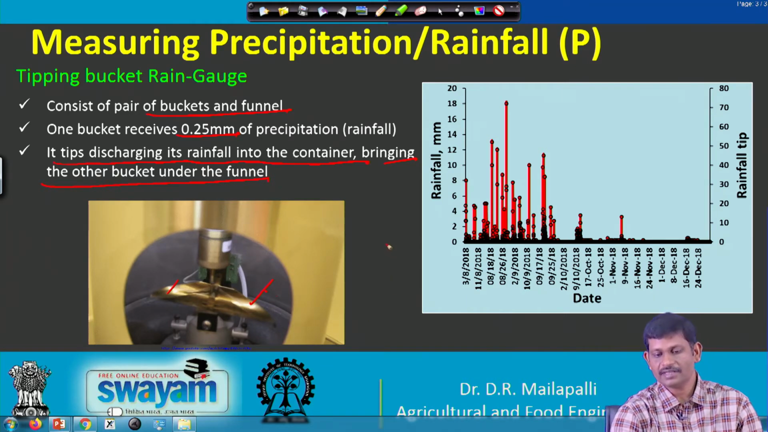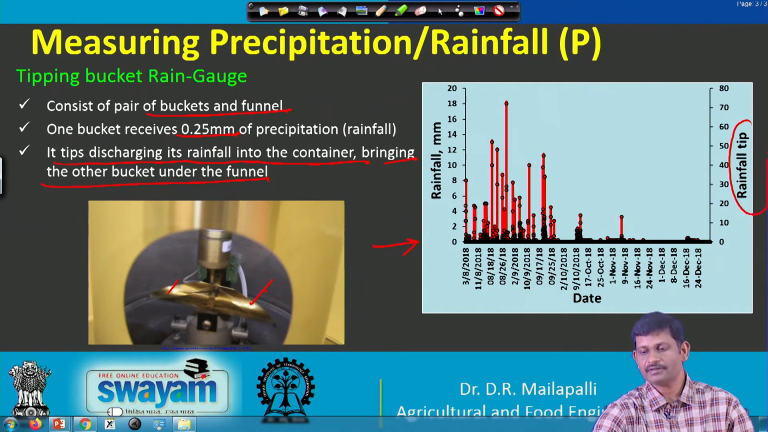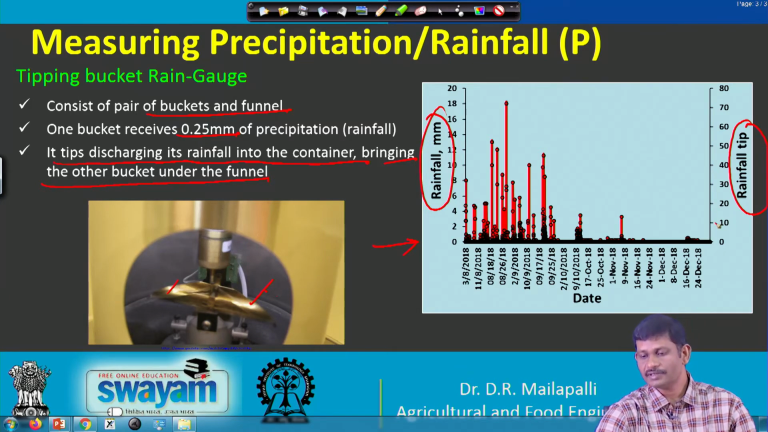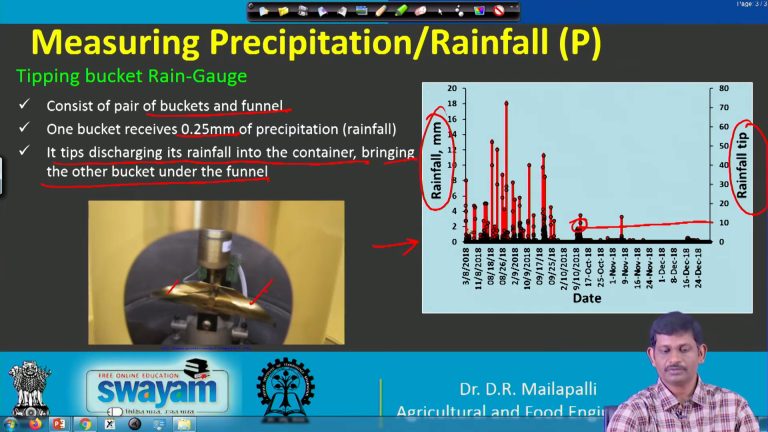So, here there is a sample rainfall calculation. So, these are the tips on this side and the rainfall on the other side, since it is calibrated. So, for example, suppose for this reading, since it is 0.25, that multiplied by 10, so that will be 2.5 mm rainfall you will get.